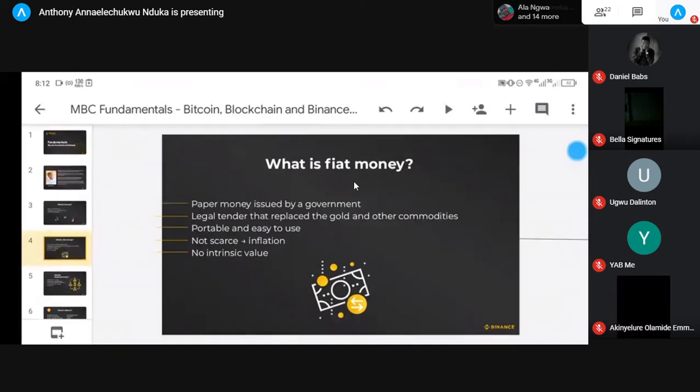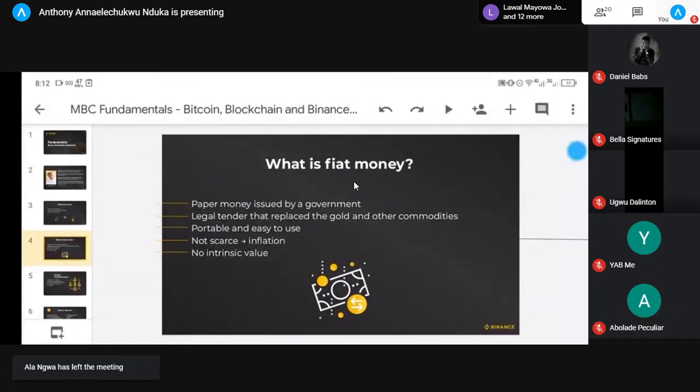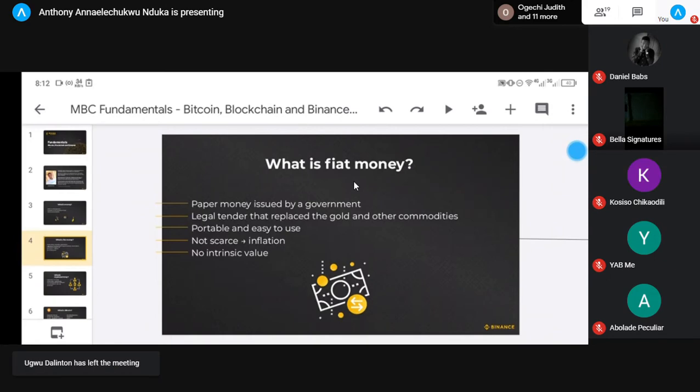Then third, we have portable and easy to use. Yes, sincerely, money is portable and easy to use as long as you can carry it around. You can put it in your wallet. You can fold it. You can keep it somewhere to save and store it for yourself. You can use it for something else. You can carry it anywhere you want to go. So that is what it means by portable and easy to use.